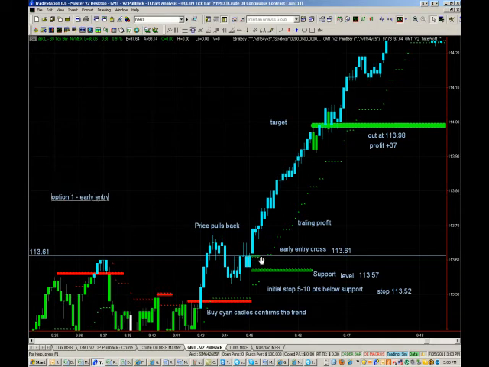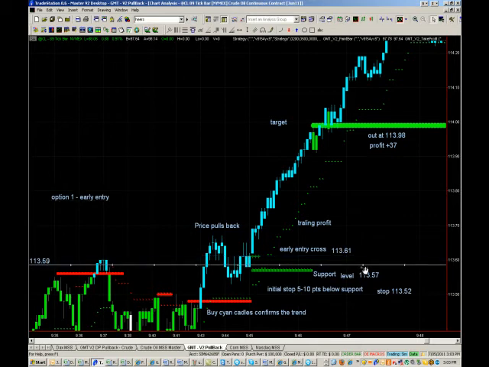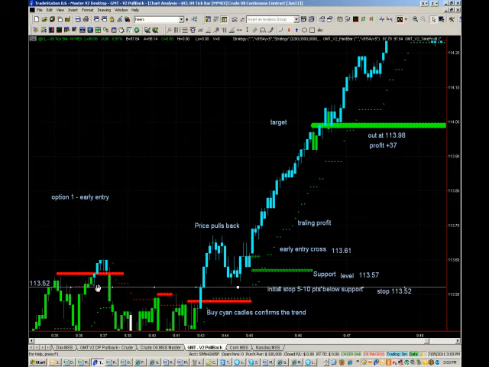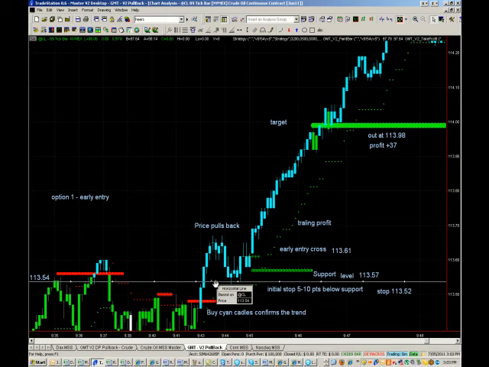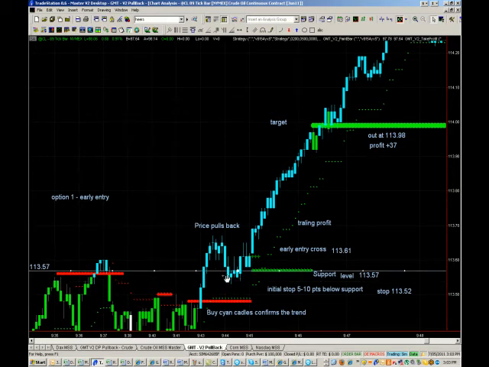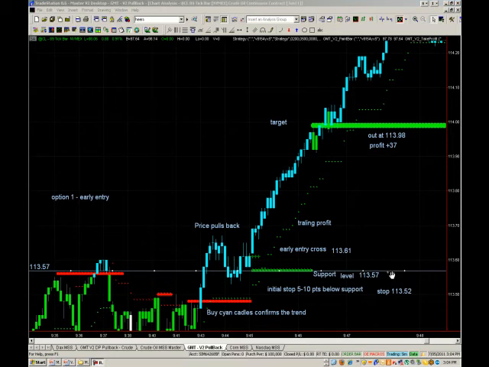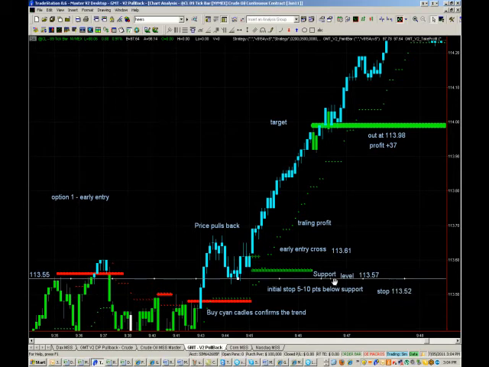Now the stop on that entry, we have a number of places we can place our stop. We could place potentially our stop at the previous swing low, so down here at 113.52, or we can use our standard recommended stop, which is 5 to 10 points below support. So that's where your initial stop goes, 5 to 10 points below, depending on what you're comfortable with as an initial stop. Now if we use 5 points below, our stop would be at 113.52. So that means that we've got 9 points of risk on the trade. Now getting into a trade here on the early entry, that's great.